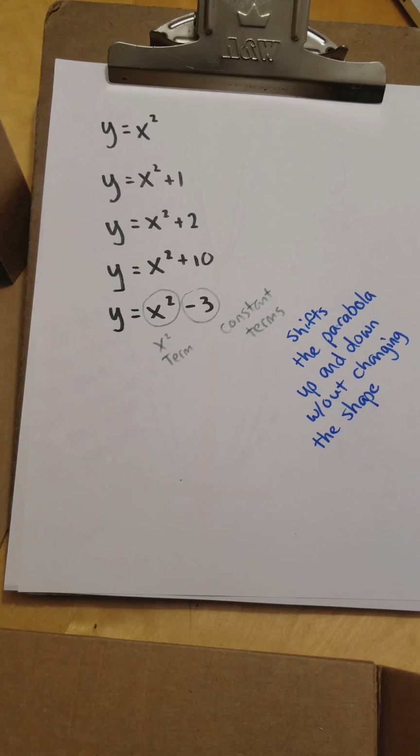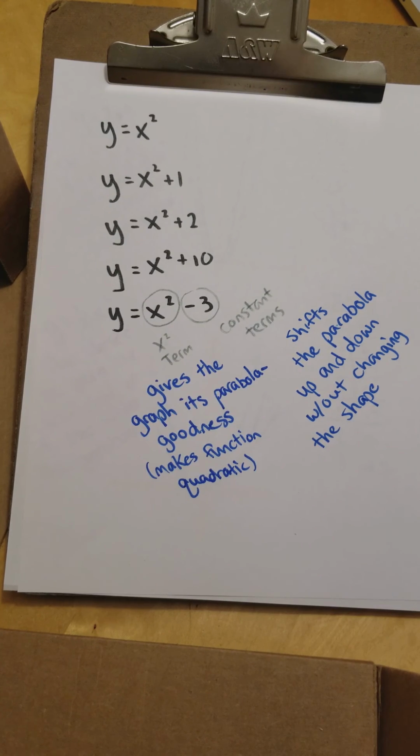What did the constant term do? We just saw that it shifted the parabola up and down without changing the shape. It didn't make it narrower or wider. What about the x squared term? Well, we know it's the x squared term that gives our quadratic function the shape of a parabola. The x squared term gives the graph its parabolic goodness, or its parabola status, because it makes the function quadratic.